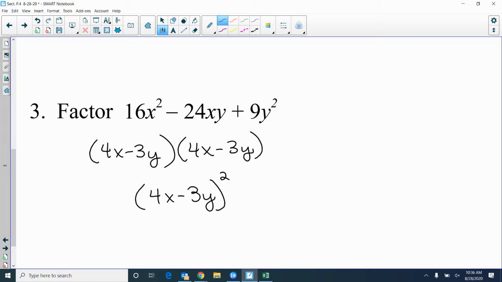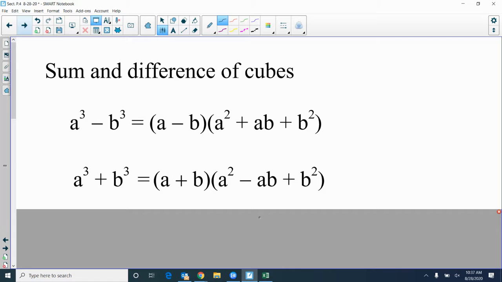All right, so that's trinomial. We also have x squared minus 16, which is a difference of perfect squares. What about x cubed minus 8? Is that a perfect square? No. Is it factorable? Yes, because what is it? It's cubes. We got to do those. We got to know sum and difference of cubes.